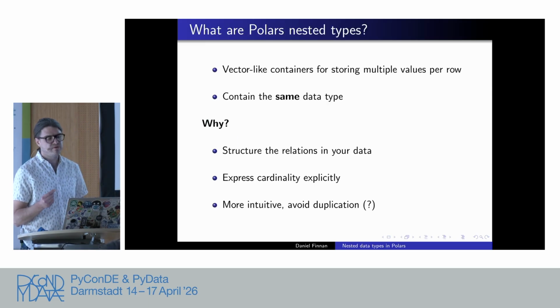So what are polars nested types? They're vector-like containers for storing multiple values per row. They have the same data type. And why would you want to use them? Well, you may think that it's better to structure the relations in your data using nested types if you're maybe from a relational database background. If you like the idea of expressing the cardinality explicitly, you might want to use nested types. And you may find them a little bit more intuitive. Maybe it triggers you to see several observations with just one variable changing.